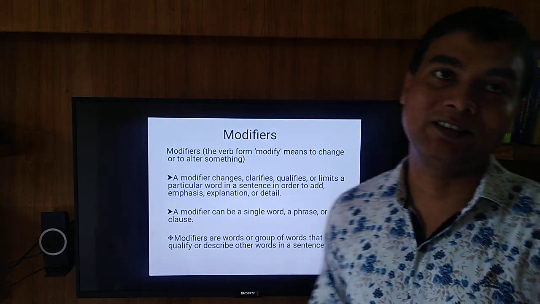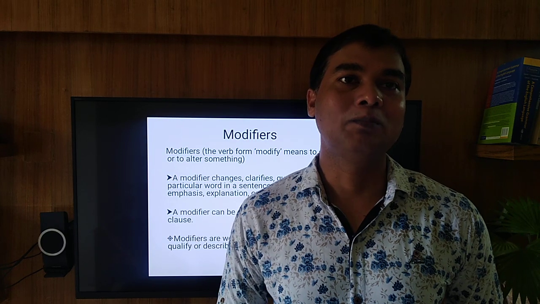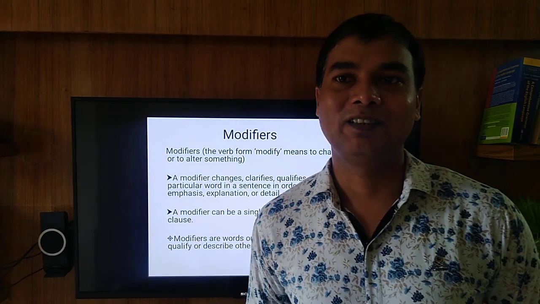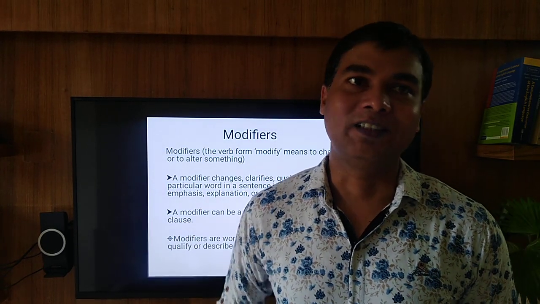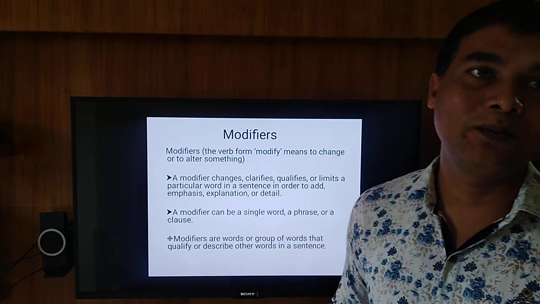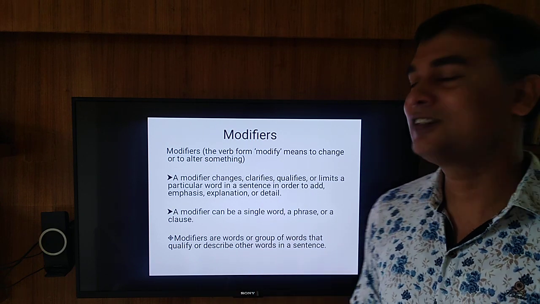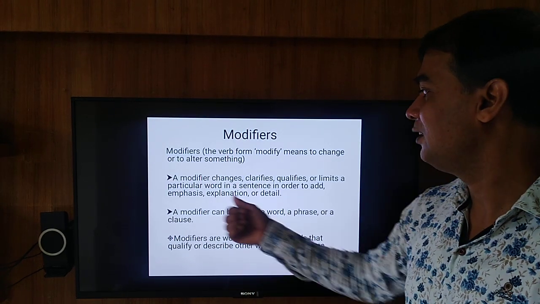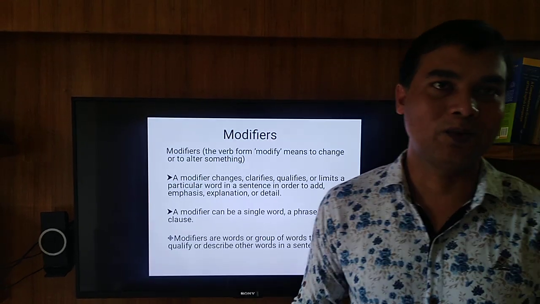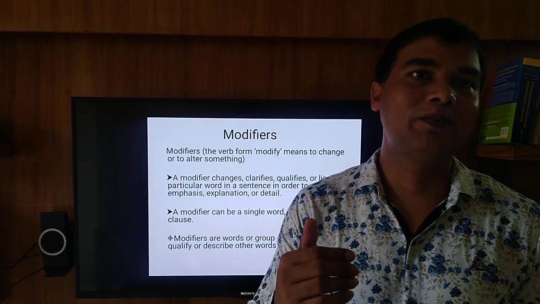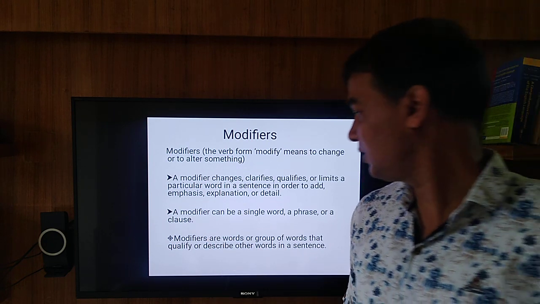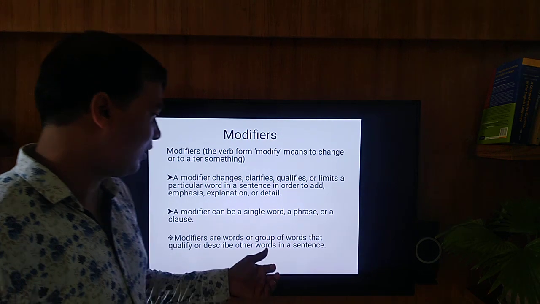You see, modifiers. The verb form of the word modifier is modify, which means to change or alter a particular word in a sentence. That means a modifier changes, clarifies, qualifies or limits a particular word in a sentence in order to add emphasis, explanation or detail. A modifier can be a single word, a phrase or a clause. So to define modifier, we can say that modifiers are words or groups of words that qualify or describe in a sentence.